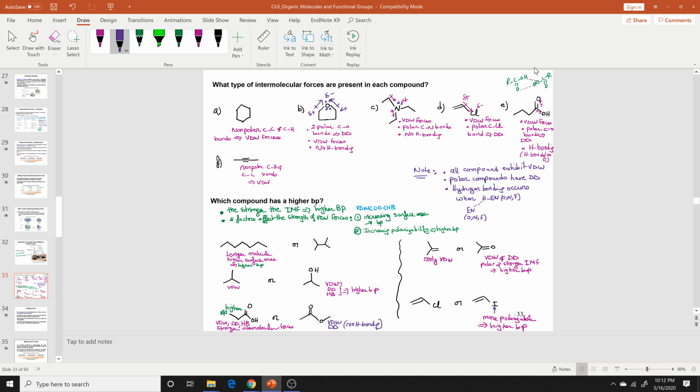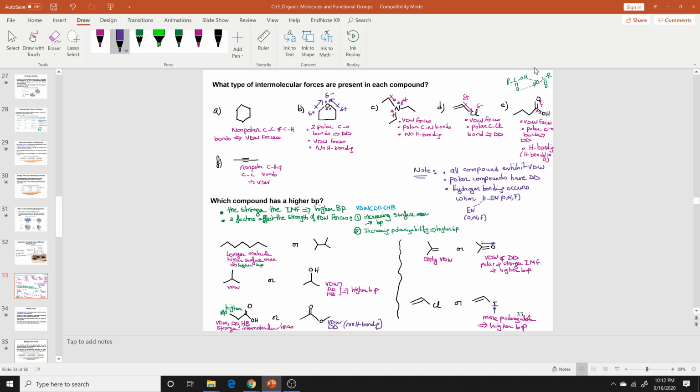The acid, the moment you see an acid, acid undergoes hydrogen bonding. So acid has all types of intermolecular forces, with the exception of ion-ion. This is an ester. Ester does not have any hydrogen bonding, so this acid is going to have a higher boiling point. Between an alkene and a ketone, both have dipole-dipole interactions, but one of them is polar.